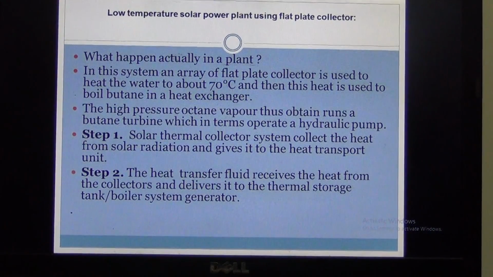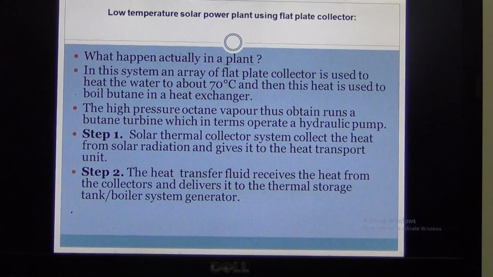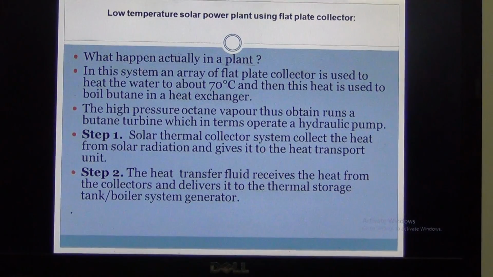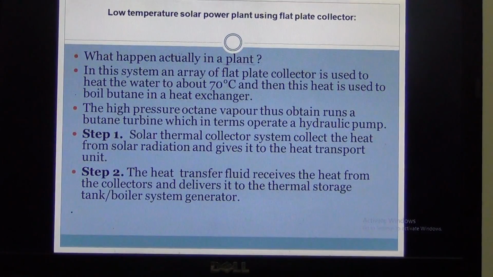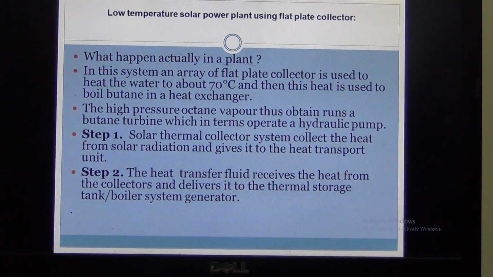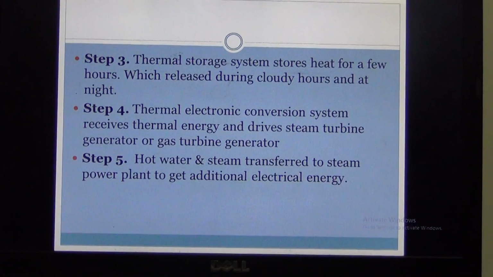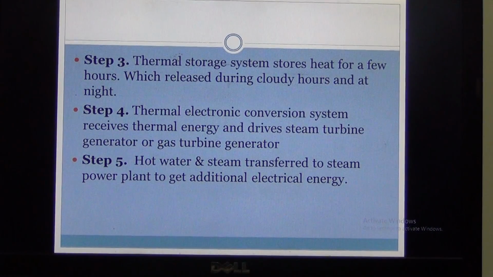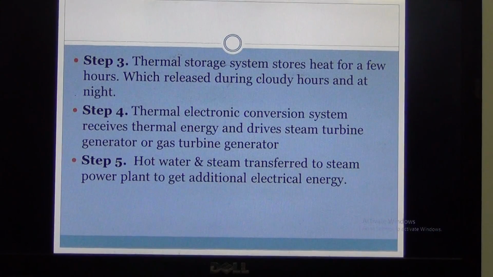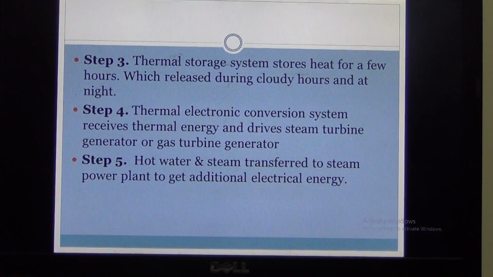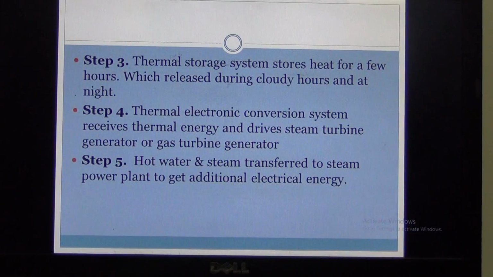The heat is transferred through the fluid from the collector. It will be sent to the thermal storage tank or the boiler system generator. Now step 3, the thermal storage system stores heat for a few hours, to release it during cloudy hours or at night time.